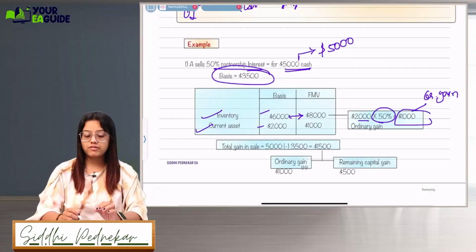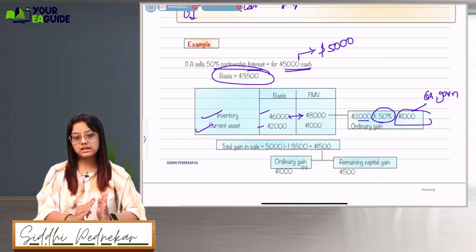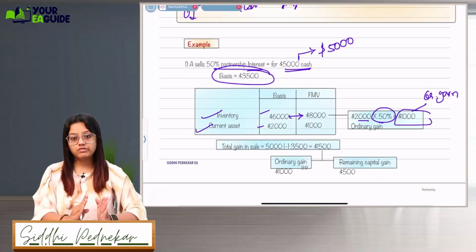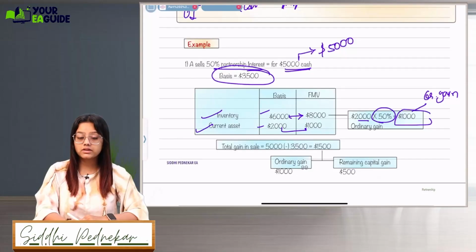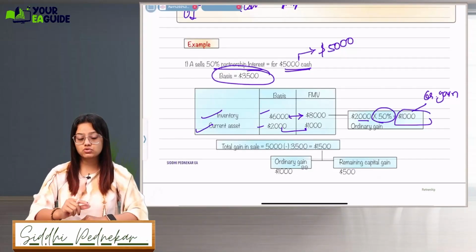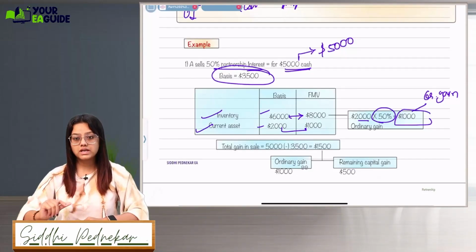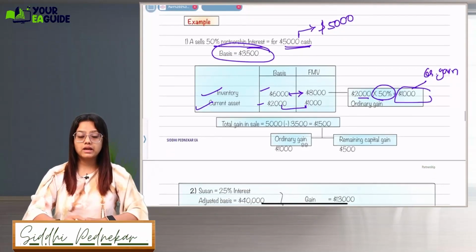Got it, guys? You have to take a difference between the basis and the FMV in case of inventory or any of the asset. See, here there is no appreciation, there is a reduction in the value. Basis is 2000, but right now if you go and sell it in the market, the FMV is just $1000. So what you are going to do, take out the total gain.